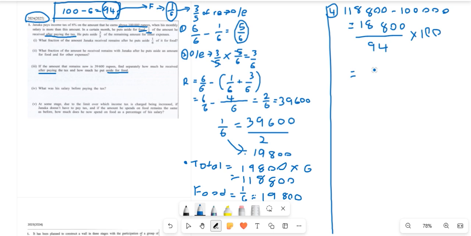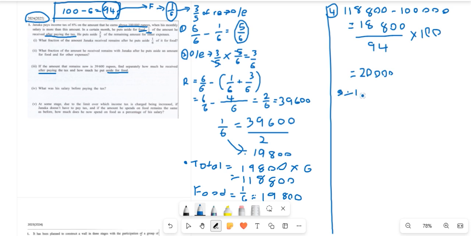Then it will be 200. 20,000. When you divide by 94, you will get 200. Then add the other 2 zeros, and you will get 20,000. So he might pay the tax only on the 20,000. Then we'll see what the salary is.